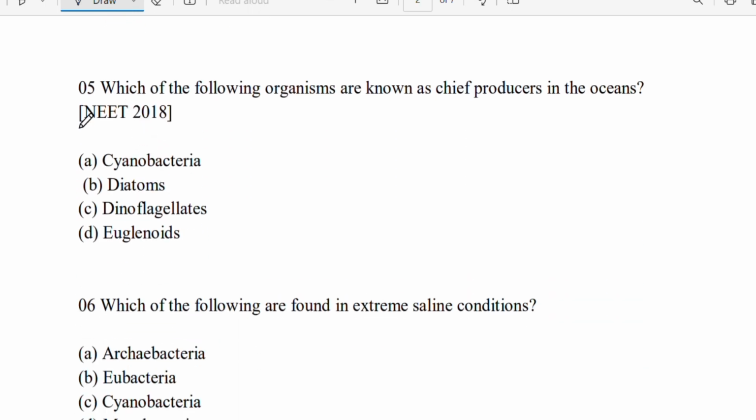Question number 5. Which of the following organisms are known as chief producers in the ocean? The options are: option A cyanobacteria, option B diatoms, option C dinoflagellates, option D euglenoids. And the correct option is option B, diatoms.